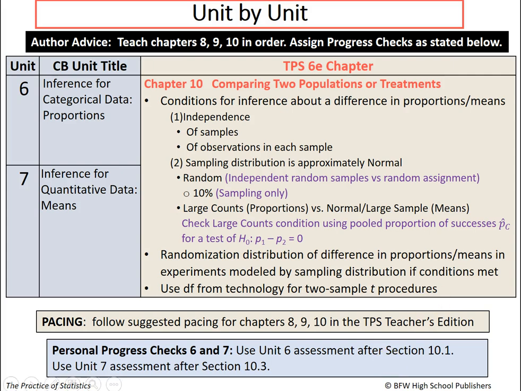Again, you can use Personal Progress Check 6 after Section 10.1 and Personal Progress Check 7 after Section 10.3, which involves paired data in TPS 6.